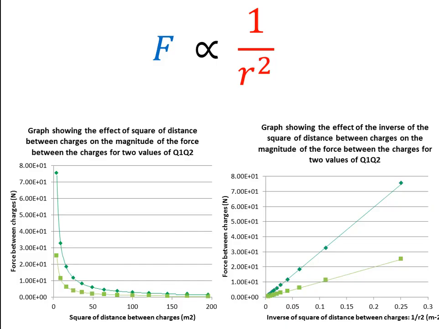So what is our conclusion? Again, we see that force is inversely proportional to r squared, which can be seen as force being inversely proportional to the square of the distance between the charges, or force being directly proportional to the inverse of the square of the distance between charges. And those two things are the same. It's just two different ways of saying the same thing.